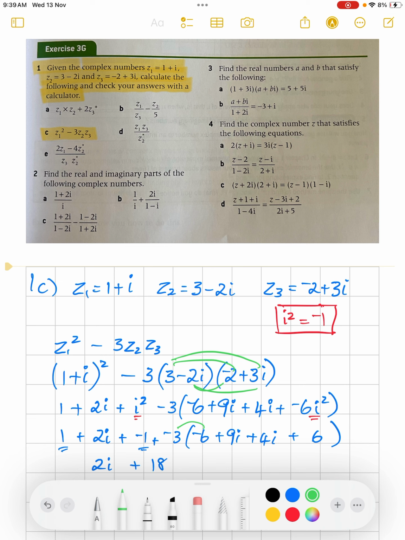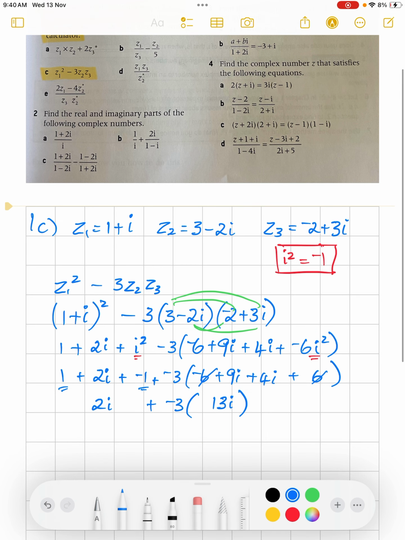It's okay, I could have added this. Because it's negative 6 and 6 is 0, and we've got 9, 10, 11, 12, we've got 13i in there. That's just going to make that expansion a little bit easier.